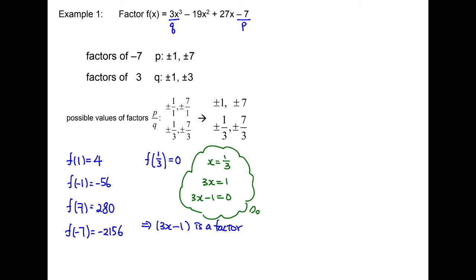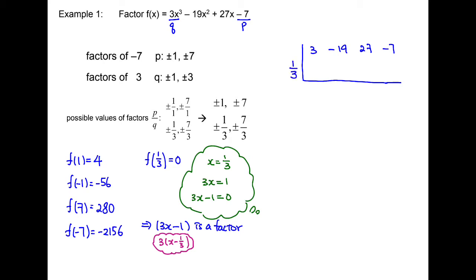Once we find a factor, then we use synthetic division to divide it. First, let's draw a division symbol. Next, fill in the coefficients of the dividend. Then we have to find our value of the divisor. Remember, our divisor is actually 3 times x minus 1 over 3. So the divisor will be positive 1 over 3.